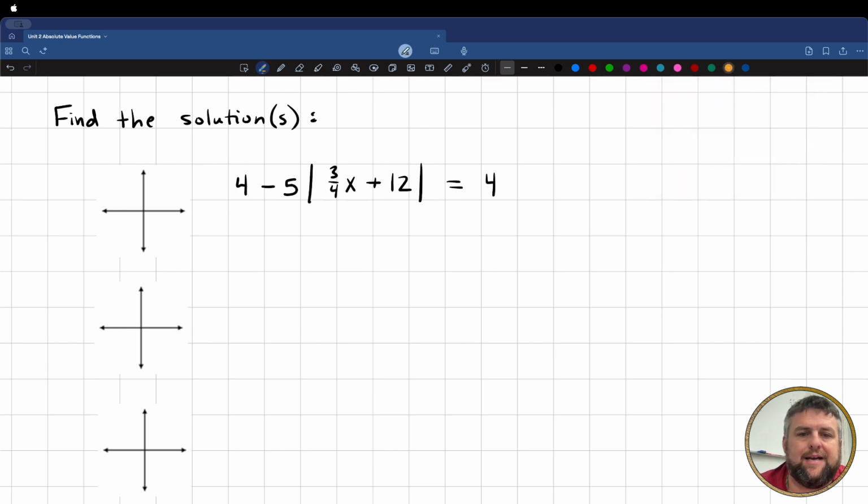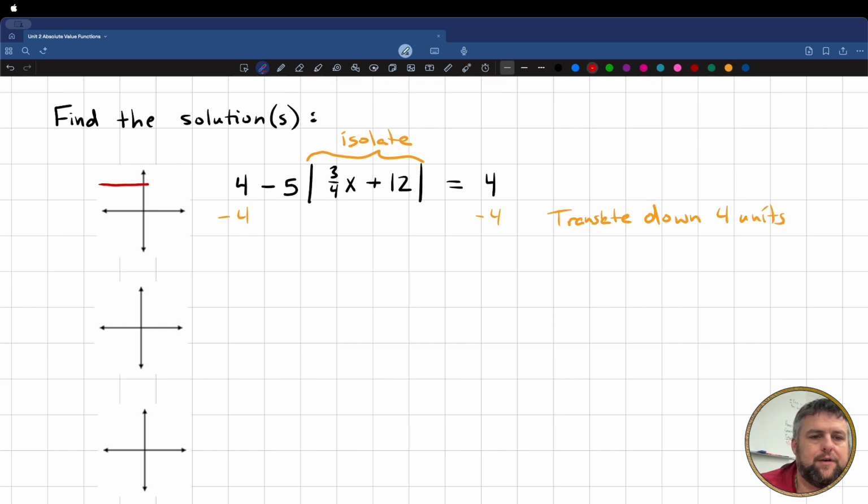and we have to isolate this piece right here. And to do that, the first thing we want to do is subtract 4. So this is going to translate the graph down 4 units.